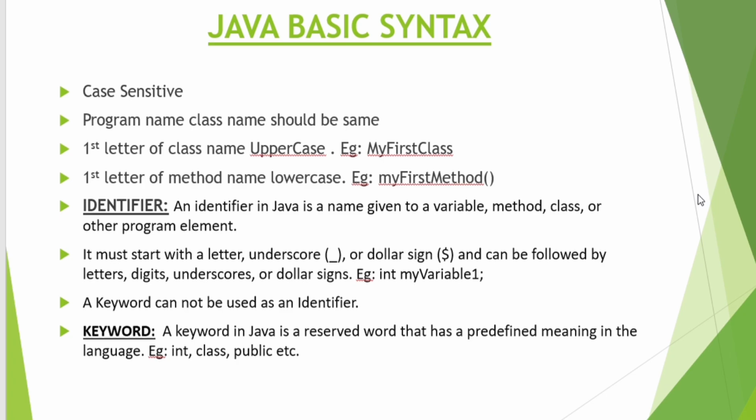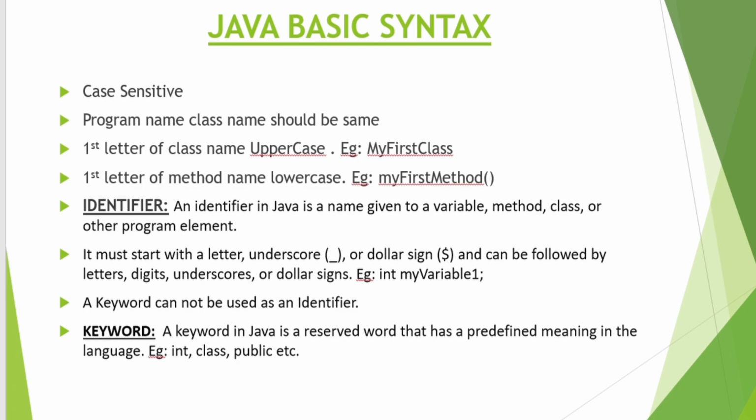So what are the rules for naming an identifier? The identifier must start with a letter, underscore or dollar sign. So only three types of things can be there in the beginning of the identifier. It might be a letter, an underscore, or a dollar sign. The start of an identifier cannot be any other sign except these things. It cannot start with a digit. But it can be followed by letters, digits, underscores, dollar signs, etc. It can be followed by other things, but it cannot start with them. It can only start with a letter, underscore or dollar sign.